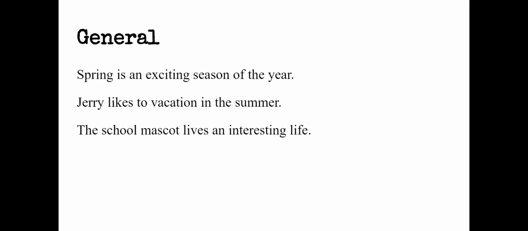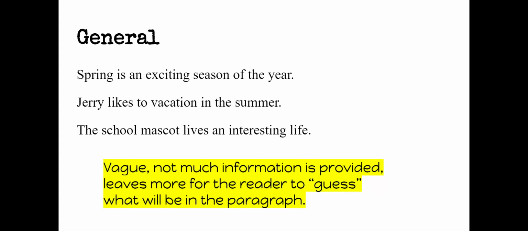A general topic sentence. Here are examples. Spring is an exciting season of the year. Jerry likes to vacation in the summer. The school mascot lives an interesting life. And these are all vague. Not much information is provided. It leaves more for the reader to guess what will be in the paragraph.